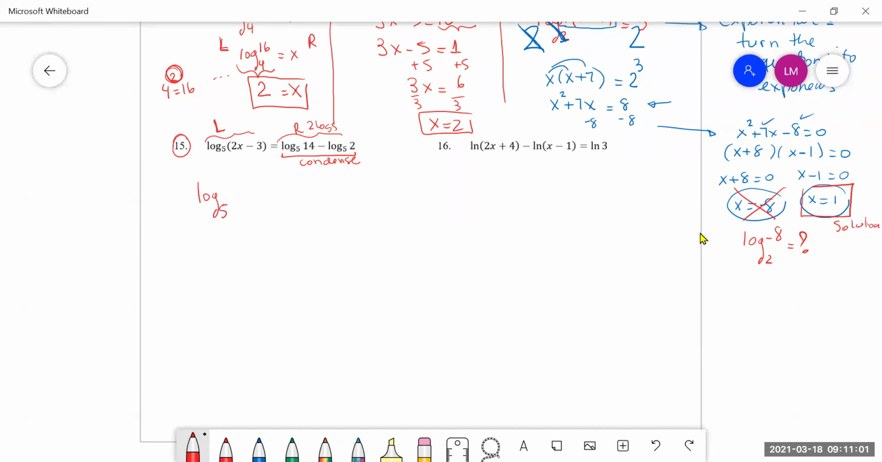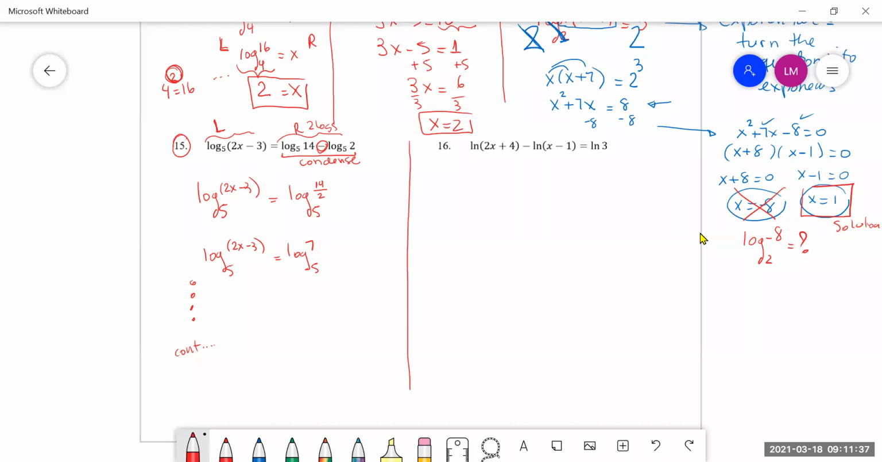Log base 5 of 2x minus 3 equals log base 5. It's a subtraction of 2 logarithms, so it becomes 14 divided by 2. So log base 5 of 2x minus 3 equals log base 5 of 14 divided by 2, which is simply 7. I would like for you to continue and solve for x, okay?